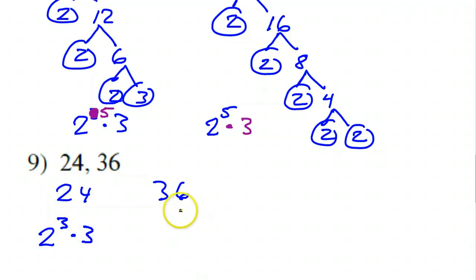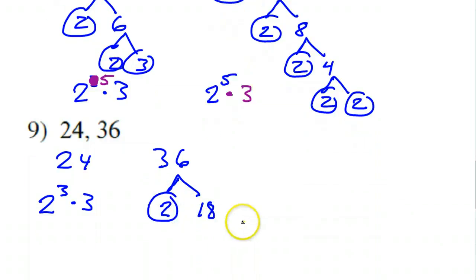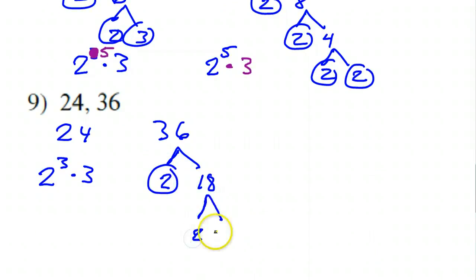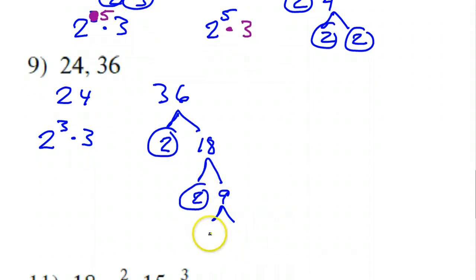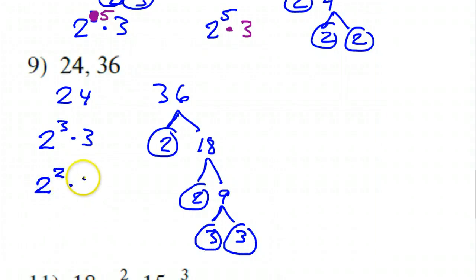Okay, now 36. 36 is 2 times 18, and 18 is 2 times 9, and 9 is 3 times 3. Okay, so the prime factorization is 2 squared times 3 squared. That's from the 36.